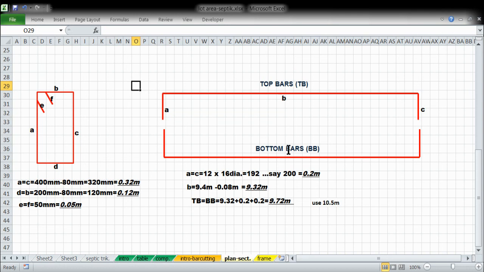Okay? Bakit natin kinuha to? Why do we get this total length? In order to analyze or to determine the nearest commercial length available to be used. Since this is 9.72, the nearest available is 10.5. And 10.5 minus 9.72 will give us less than a meter. So that's the wastage. Okay?